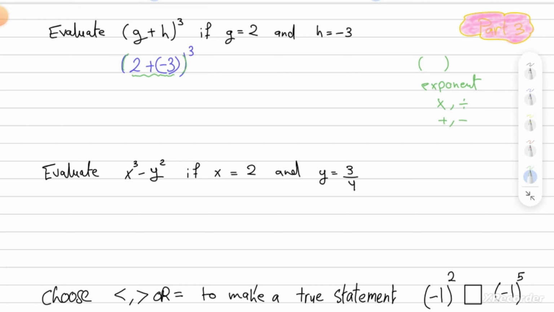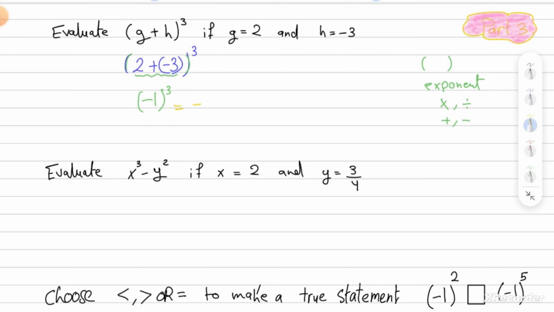2 minus 3, this is equal to -1, all cubed. -1 cubed, it's -1 times -1 times -1. -1 times -1, this is +1. Positive times negative, this is equal to -1. That's it.